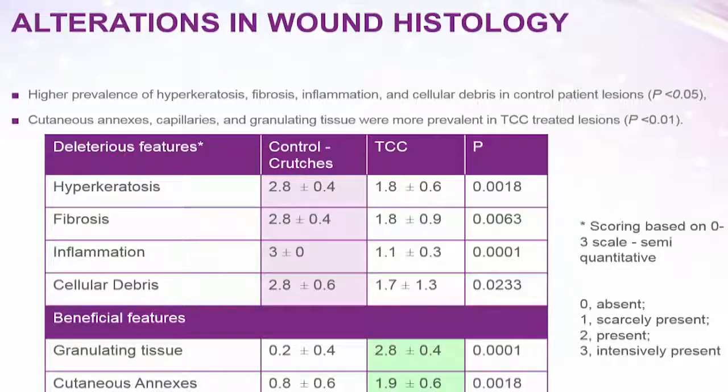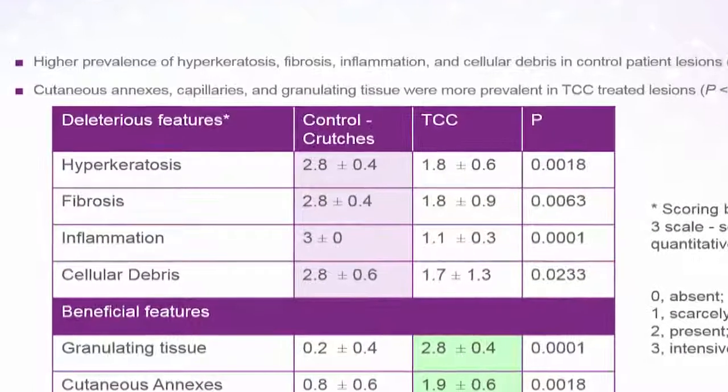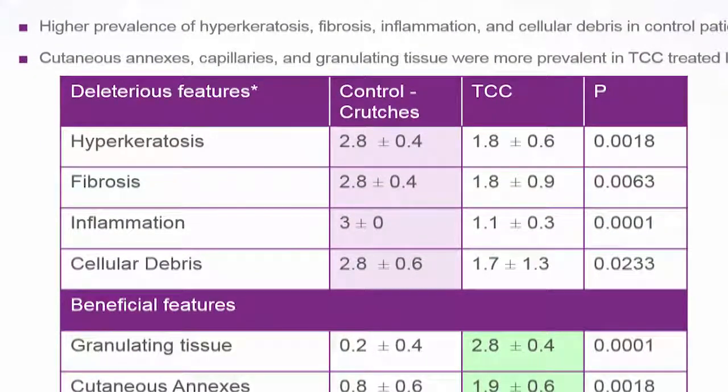You look at different aspects of a wound. Some are detrimental to the healing process and some are beneficial. The goal of this study through the histological assessment was to determine how much of each was in the control group versus the total contact cast group. So if you look at factors that are detrimental, hyperkeratosis, fibrosis, inflammation, cellular debris, you can see in the control group it was much higher than the total contact cast group, and it was significantly higher.